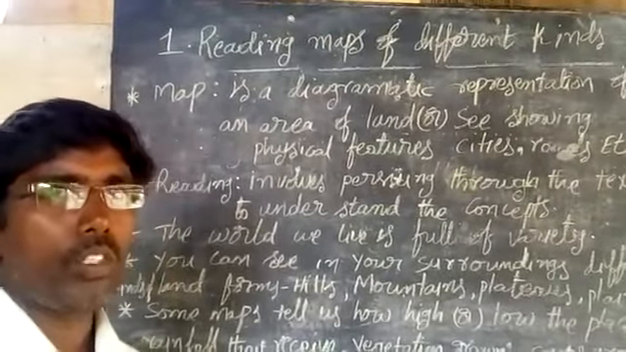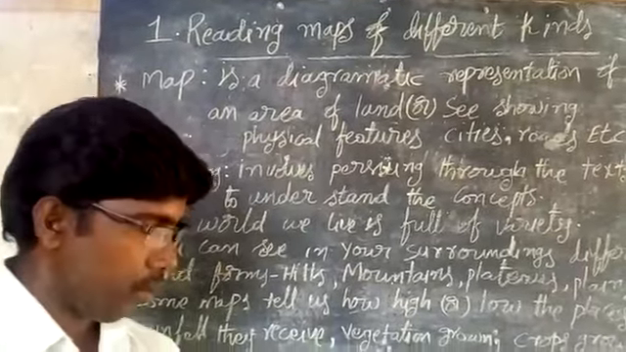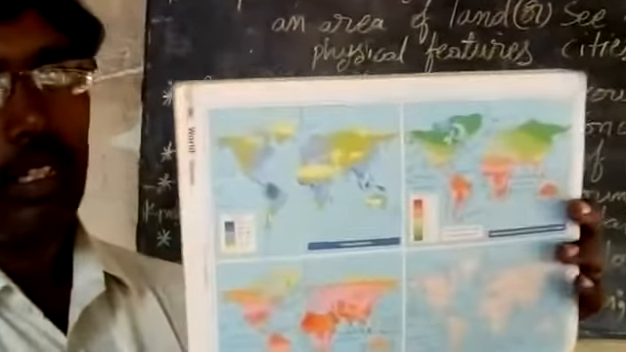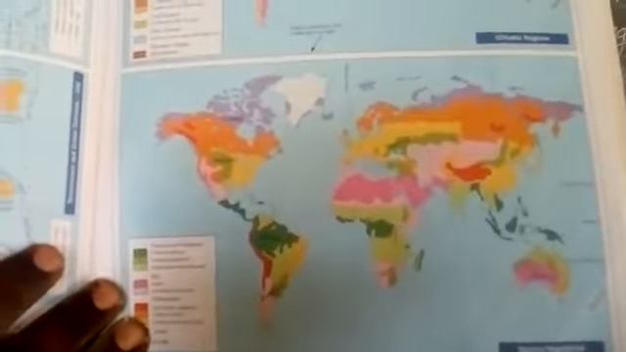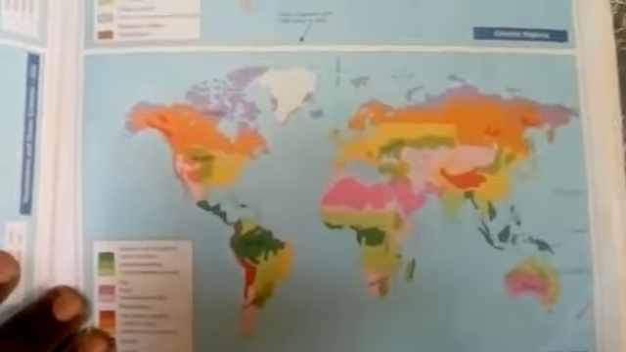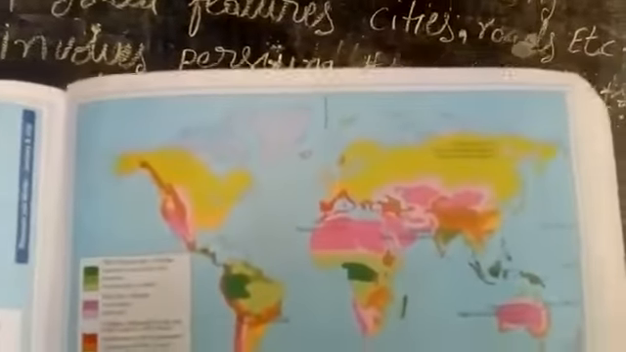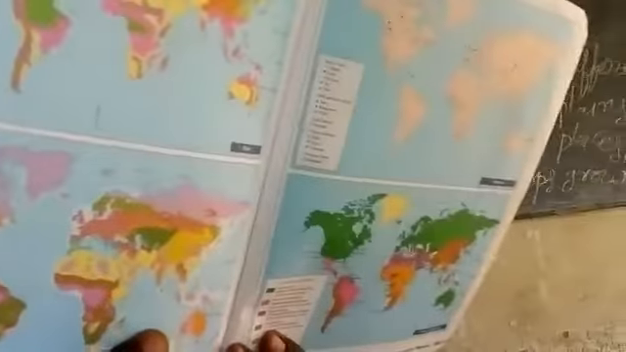In your atlas, you can see different kinds of maps. You see here, the climate of different continents in the world is shown in this map. In this map, climatic regions and natural vegetation in different continents are shown. Soil and agriculture in different continents are shown in this map.